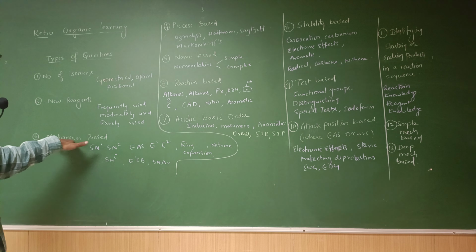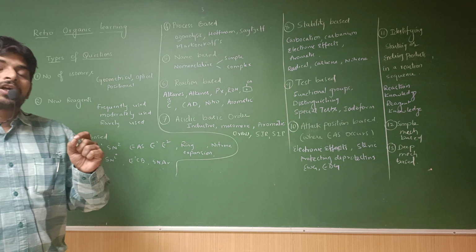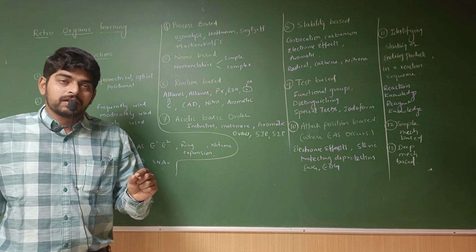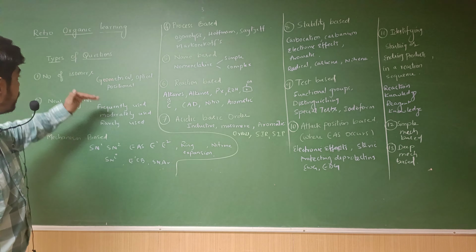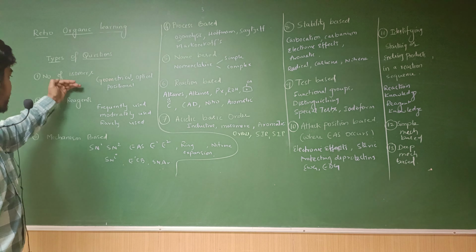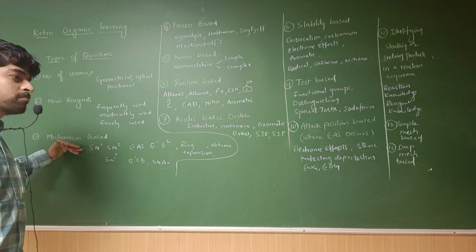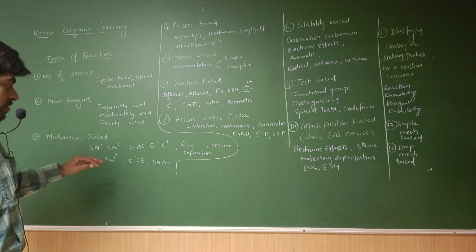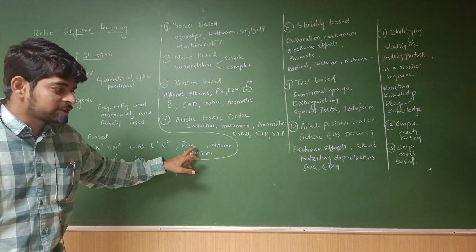The third type of question is mechanism based. If you are not able to do a particular question, then maybe it is mechanism based. Analyze in that way. For an isomer question, you don't need mechanism. For a reagent based question, you directly don't need mechanism. For a mechanism based question, you have to learn the following mechanisms: SN1, SN2, EAS, E1, E2, ring expansion and nitrene.